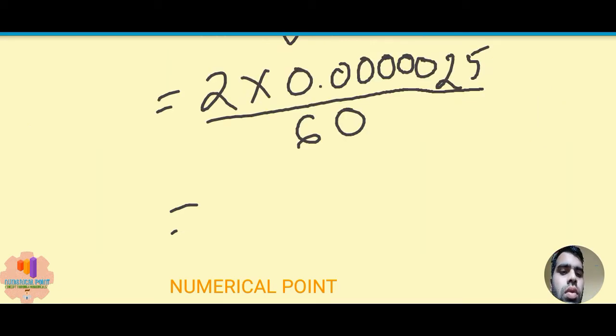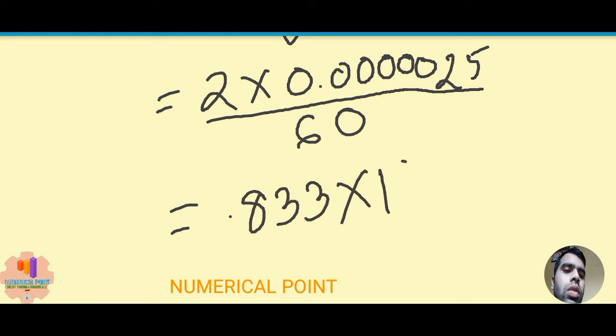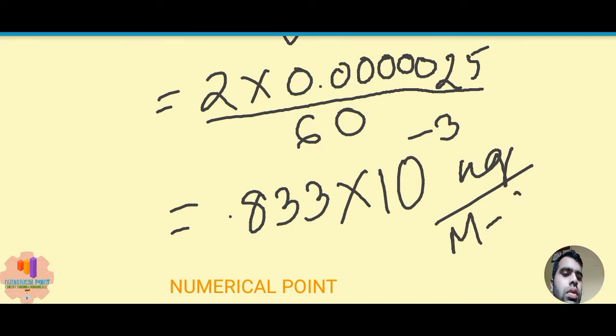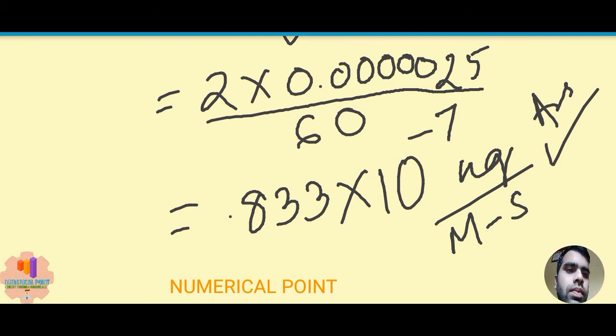By putting all these values, the answer will be 0.833 into 10 to the power minus 7, and the unit will be kg per meter second. Sorry, this is minus 7, so rectify your answer. This is 0.833 into 10 to the minus 7 kg per meter second. This is the answer of the first question. Now let's check out the second question.